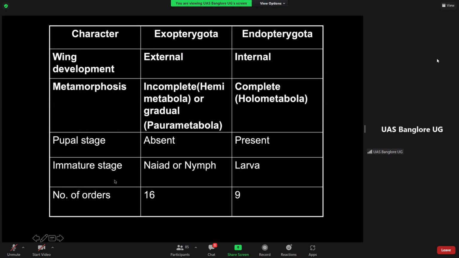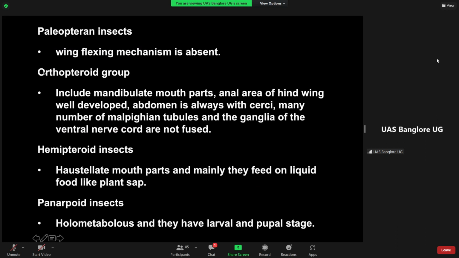There are a few more groups of insects. Paleopterans: paleo means primitive insects, where the wing flexing mechanism is absent. For example, if you look at the dragonfly, there is no wing coupling mechanism in some of these insects. The paleopteran insects do not have the wing flexing mechanism. They cannot flex the wing, as there is no muscle attachment supporting wing flexing. Both wings are independent. For example, mayflies are primitive insects, so they don't have this wing flexing mechanism.